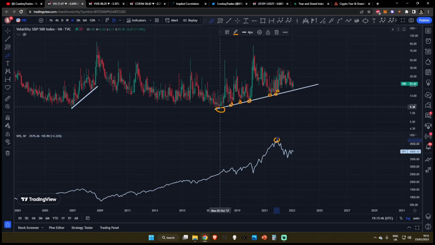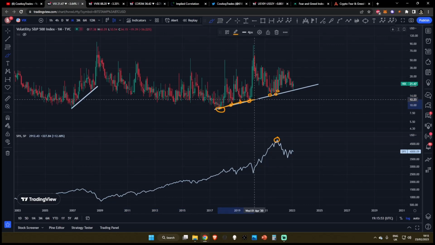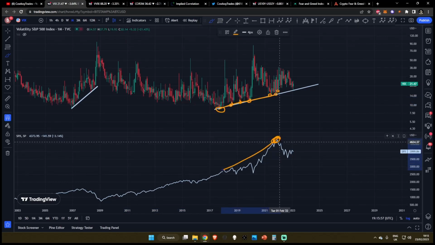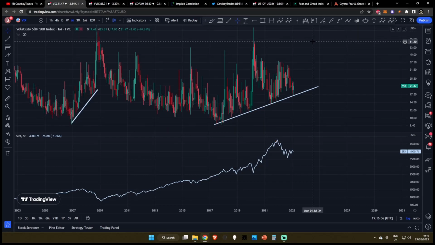What this was telling us is that at this point, we were having a healthy bull market. At this point, all the way from here to here, we are having an unhealthy bull market, and traders are starting to say, hey, we're getting close to the top and volatility is soon going to come into these markets. Now, why do I point this out?